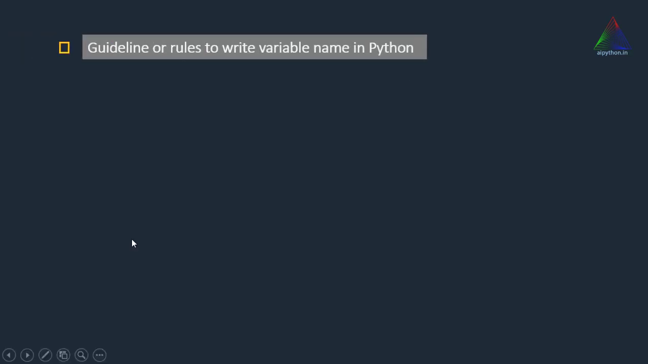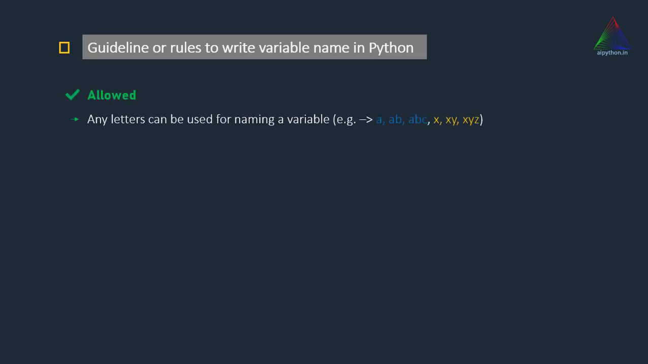So now we'll see the guidelines and the rules to write a variable name. You cannot write anything that you want in Python. There are certain specifications provided by the Python Foundation which say these are the things which are allowed. That means any letters can be used for naming a variable. For example, you can write a, ab, abc, x, xy, xyz. So these are the allowed names that you can use for variable naming.